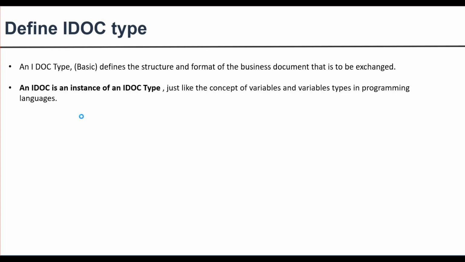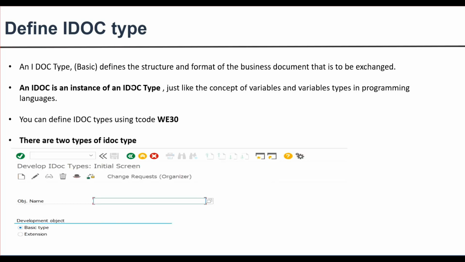Actually, an IDoc is an instance of an IDoc type, like how we define a variable in report programming. The variable type in programming, the same thing here. To define an IDoc type, the transaction code is WE30. Here I have two types of IDoc type, the basic type and the extension type. Basic type is the standard IDoc type. Extension is where you enhance the standard IDoc type. That is the point here.